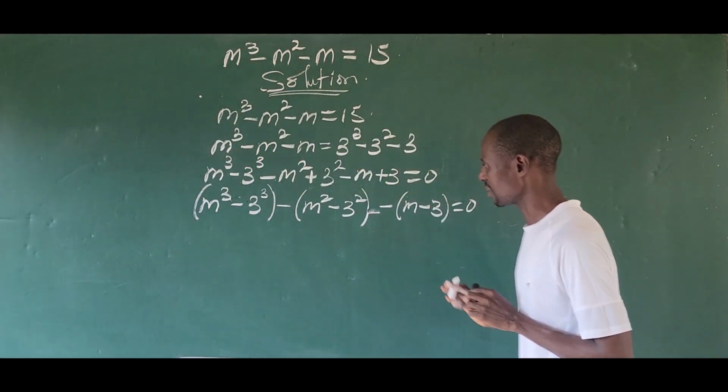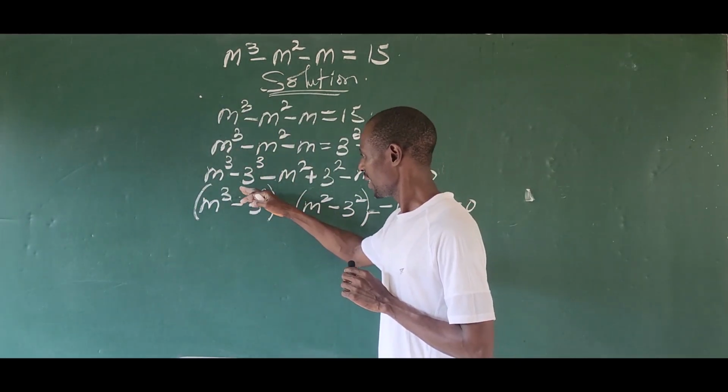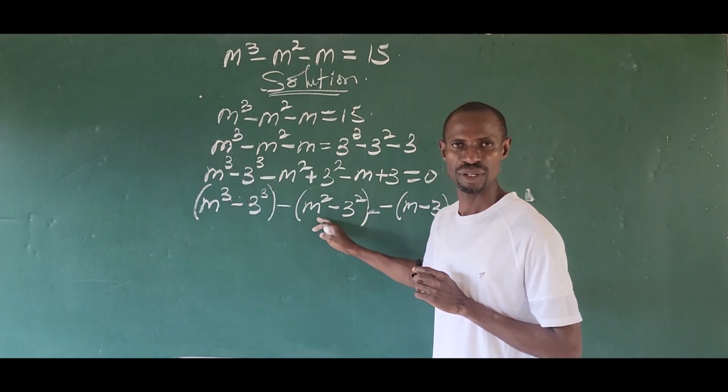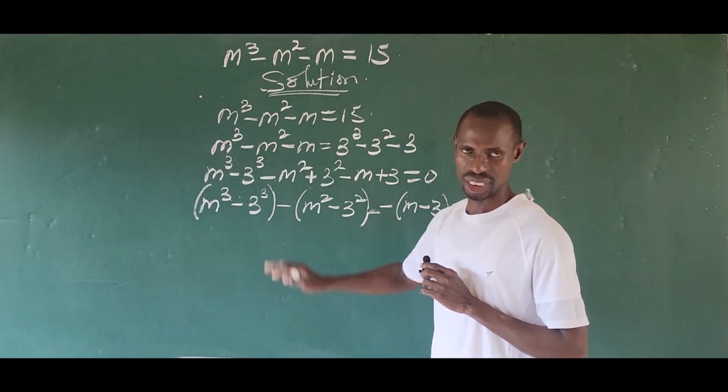Are we getting something from here? Good. Here we have a difference of 2 cubes, and here we have a difference of 2 squares. So what does the law say?